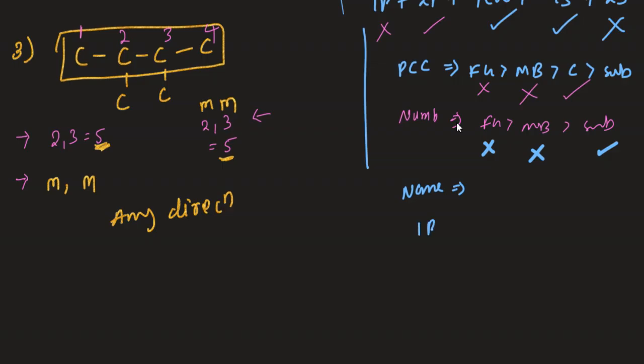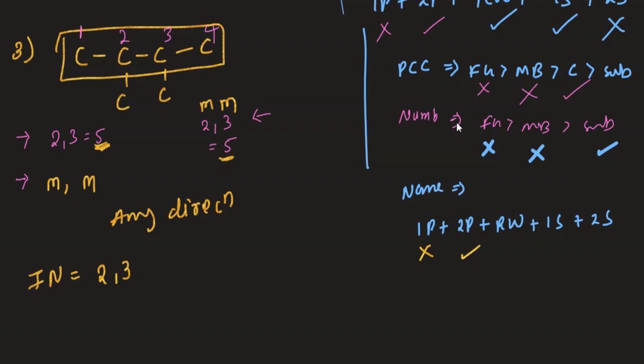What is the order of writing the name? Primary prefix, secondary prefix, root word. Next, primary suffix, secondary suffix, right? There is no cyclo or bicyclo. Next, do you have a substituent? Yes. At which positions? Second and third. So what is the IUPAC name here? The IUPAC name is 2, 3. Both are the same or different?